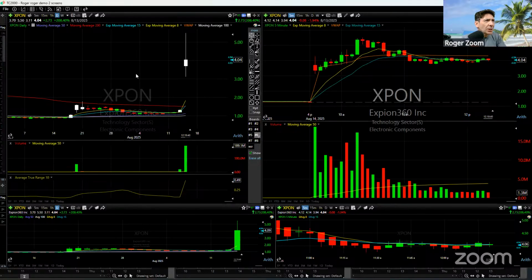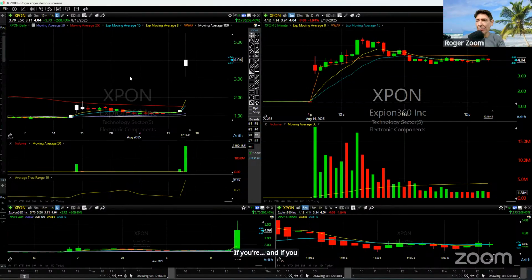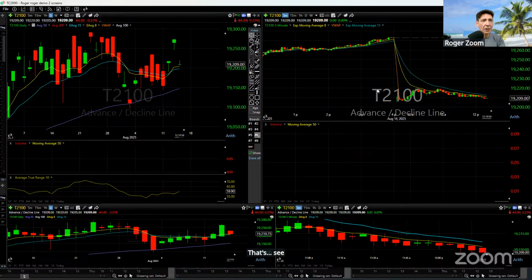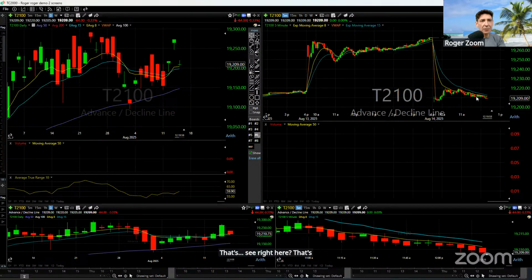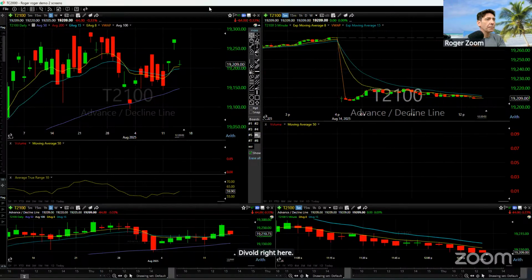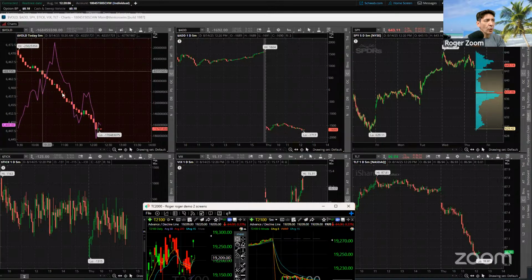If it goes up to get out of the Vold, you should be watching the Vold market internals. If you have TC2000, it's T2104 here. T2104. See right here? That's the Vold right here. Okay. Right here. This red bar right here.